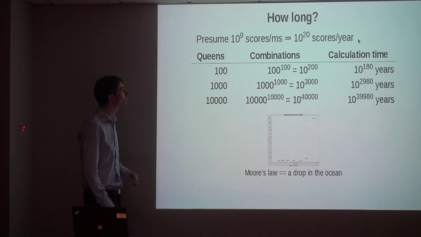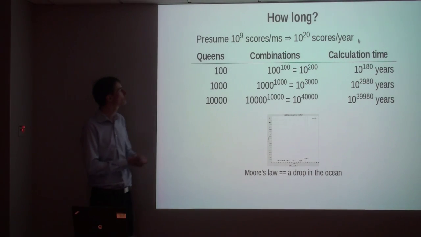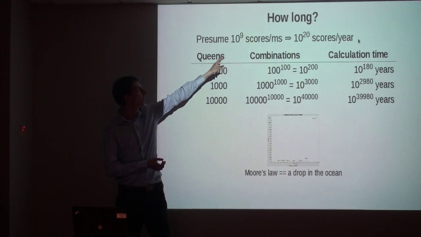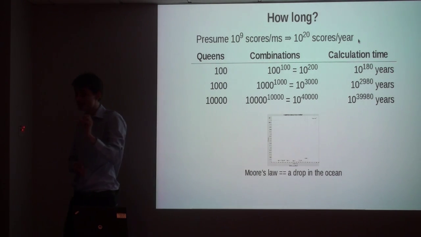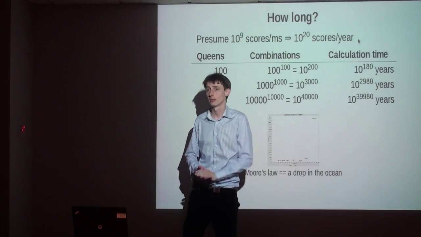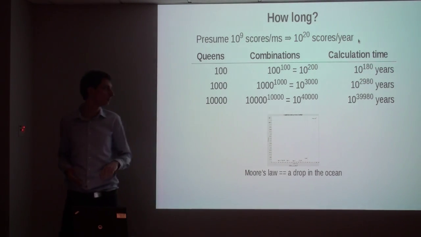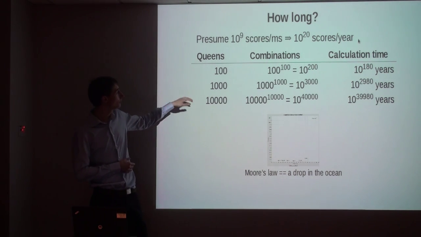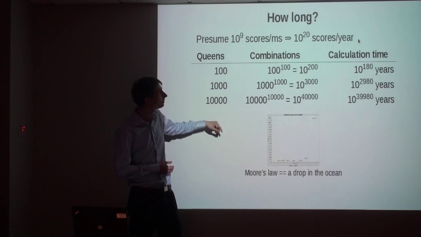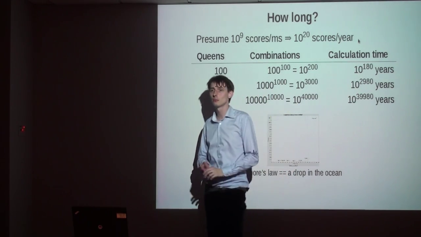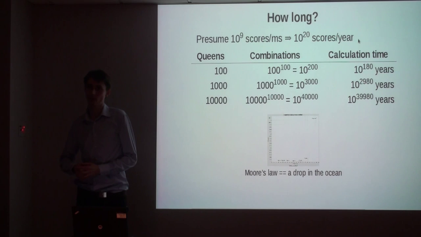And so let's just take a look. Presume we can do about 10 to the power 9 scores per millisecond. That means we can only do 10 to the power 20 scores per year, if you do the math behind it. Actually, it's less than that, but I've rounded it up. And if you then do the math behind this, then for 100 queens, it will take brute force 10 to the power 180 years.